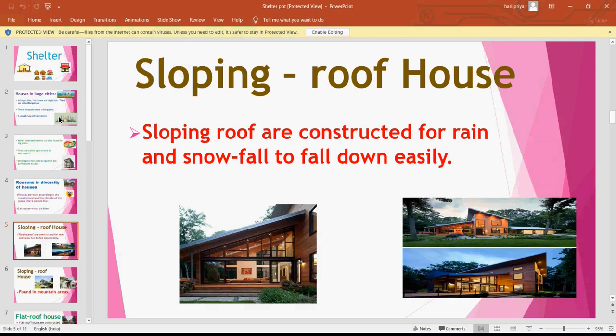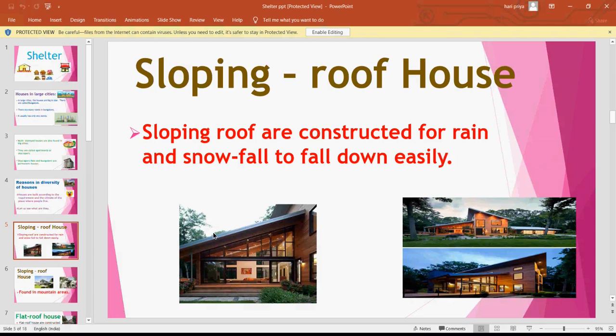Can you see the houses there? I'm pointing out, see the house there. Observe the roof, how it is. Just imagine, it's something like a slide, right? It's very slopey, right? Can you see the house there?